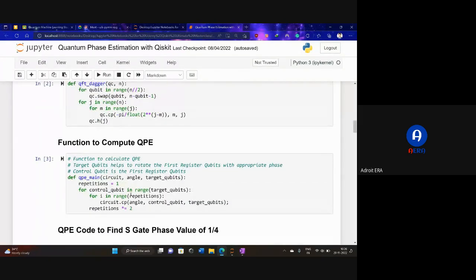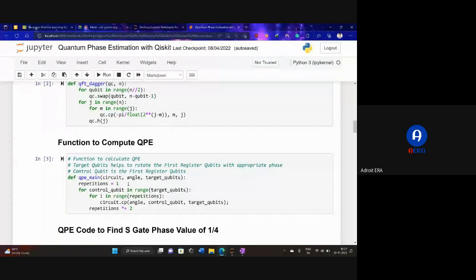And then what we do is that we make the function for QPE. So what will it do? QPE will have both the registers, right? First register, second register. So that means control qubits and target qubits. So the second register is the target qubits, and the control qubits are the first register, right? And it will take the circuit and the angle, right? It will take the angle which is defined in the operator.